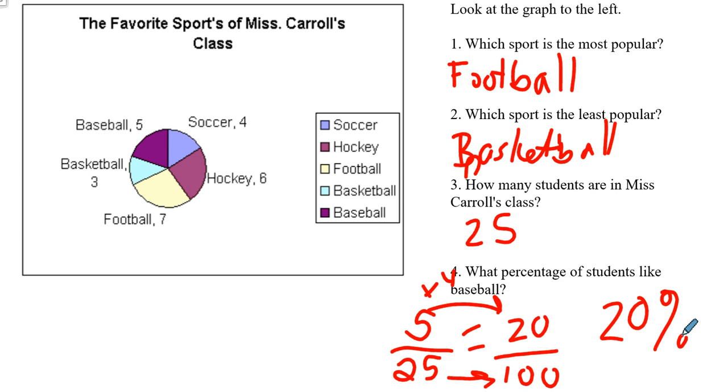So we can look at graphs, we can look at data, and we can make conclusions based on that. So right away, when I see this, I can say, okay, if I were planning something for this class, I would make sure that we planned an activity like hockey or football. We're going to get more people interested than an activity like basketball or soccer.